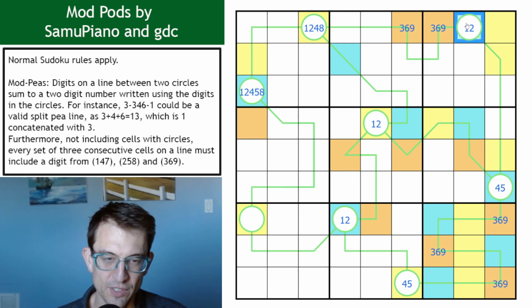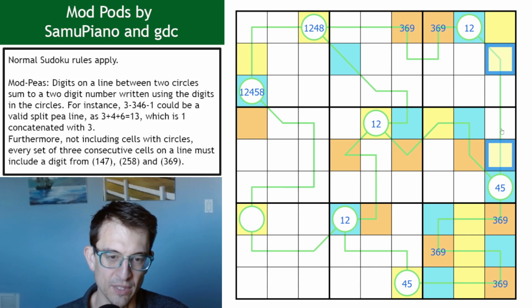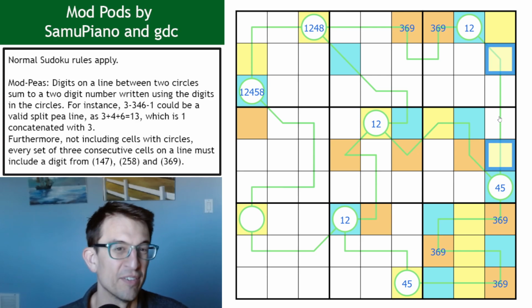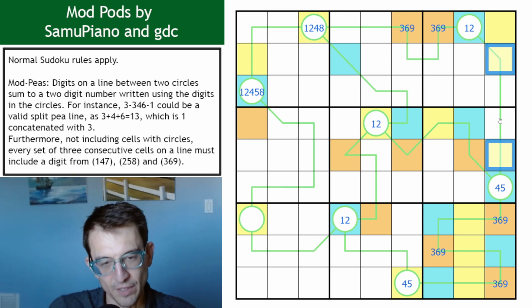What about this? Because these are the same. So can this be 14? If this is 14, we get 2 and 5 here at least. 2, 5, 1, 3 is only 11 actually. So actually we have room to spare.